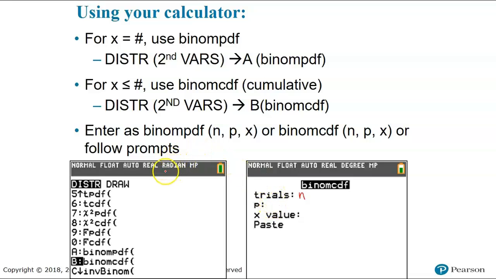If you don't have prompts that come up like this, then you're going to have to enter N and then P and then X, as far as the order goes, and put those in parentheses with a comma in between. As far as where we get this binomial PDF and CDF, go to your distribution menu, which is second and vars. Press the second and vars menu, and it's going to bring you to the distribution menu. Go down to letter A for the binomial PDF, and letter B for the CDF.